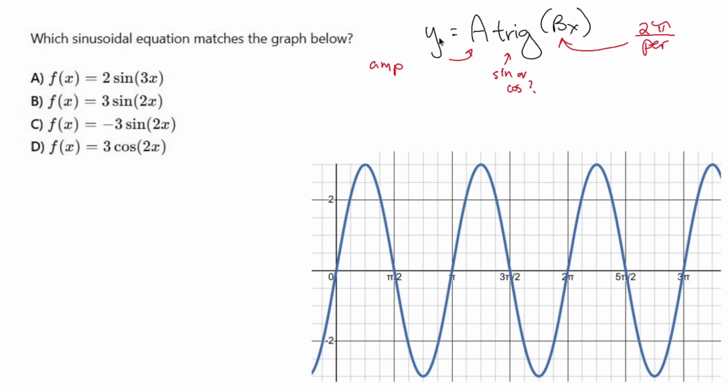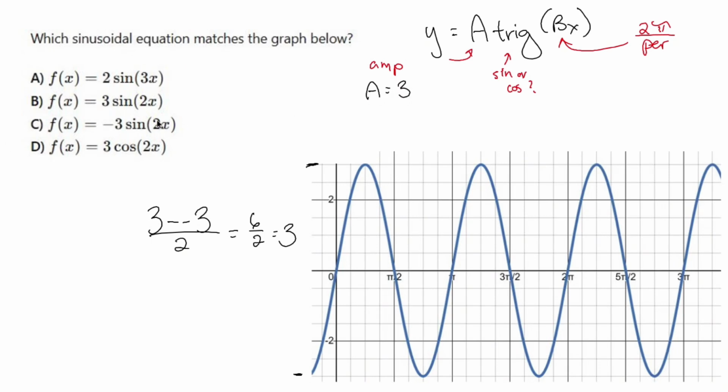Now, let's find out the amplitude first. The very tippy top is 3, the very bottom is -3, and the amplitude can be found by doing 3 minus -3 all over 2, which is 6 over 2, which is 3. The amplitude is half the distance from the top to the bottom. So the amplitude is going to be 3.